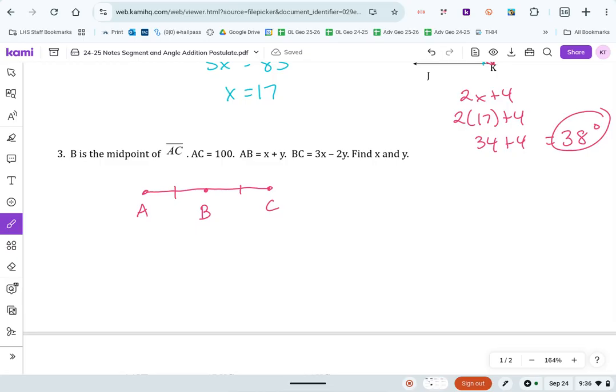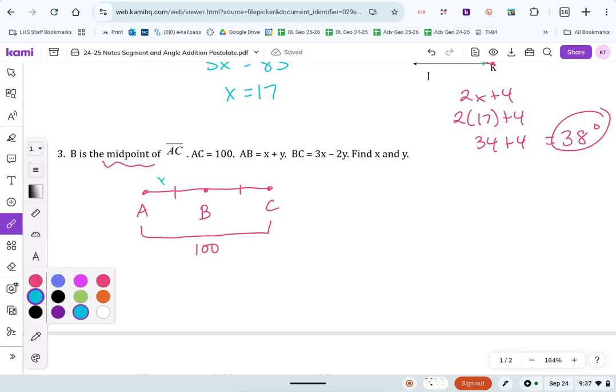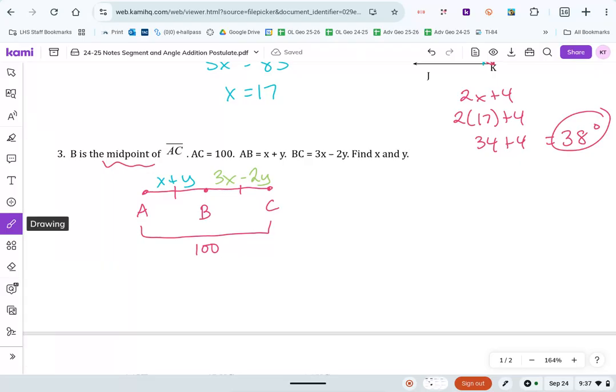Because usually if it gives us a piece of information like B is the midpoint, that means we're going to need to use the fact that B is the midpoint. So it's helpful to put it in the picture. All right, and then let's label what we've got. AC is 100, so the whole thing is 100. I usually just draw a little bracket across the bottom of my segment to remind myself the whole thing's 100. AB is x plus y. And BC is 3x minus 2y. And the goal is to solve for x and for y.